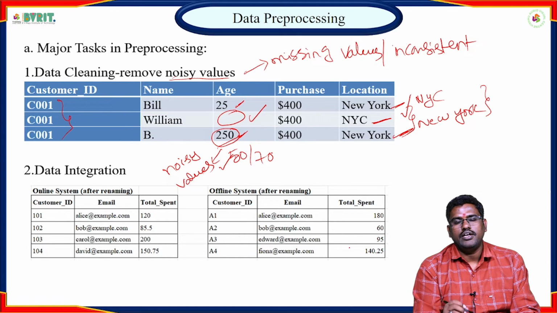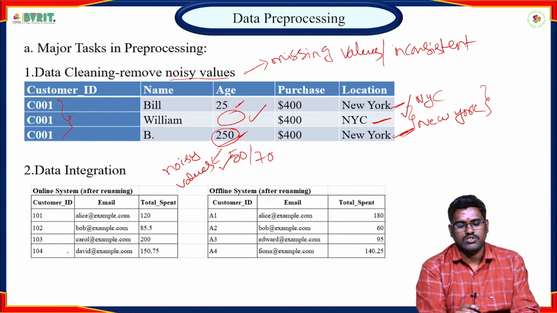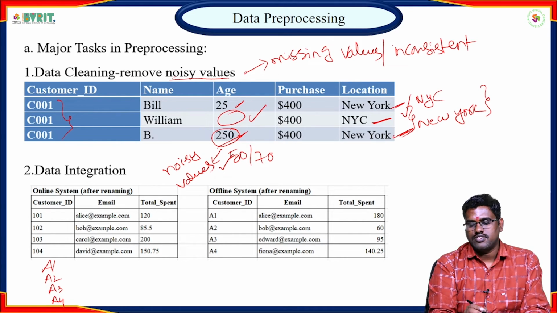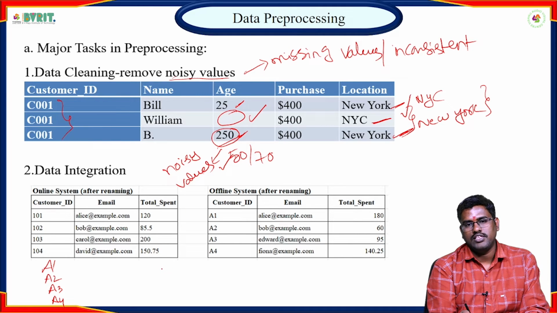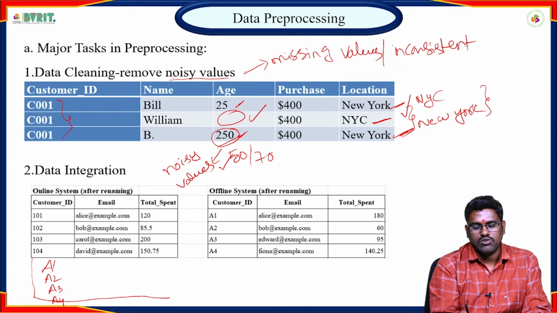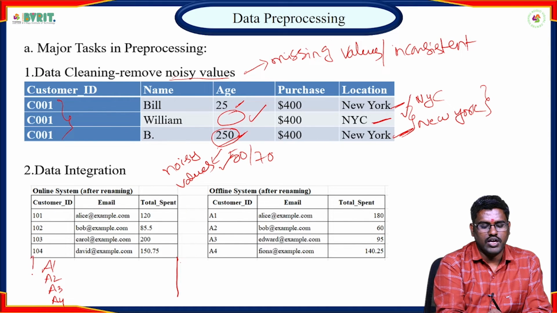Now in data integration, we need to combine these customer IDs into one warehouse. That means we have to store A1, A2, A3, A4 here, and similarly the mail IDs and the total spent values. Like this, the values will be stored in the same set of data. The values will be stored like this.